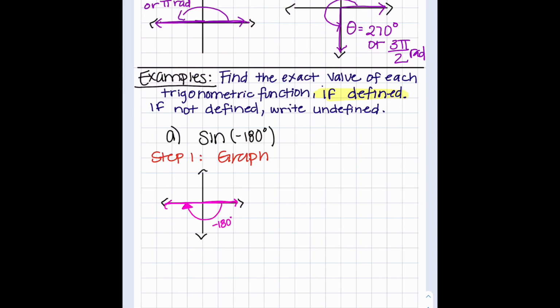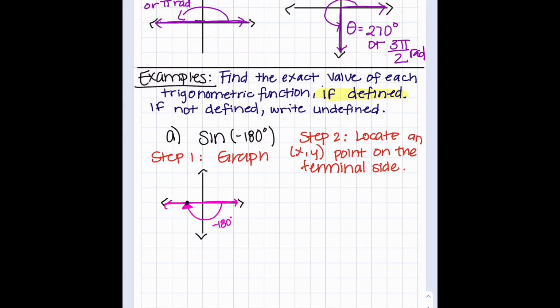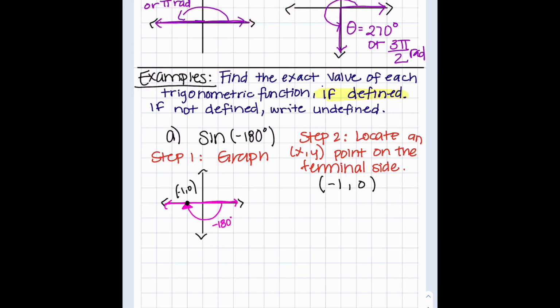That's your step 1. Step 2, locate an x, y point on the terminal side. Okay, this is very important, and I'll tell you this. Always use basically 0, a combination of 0 and 1, or 0 and negative 1. So this is my terminal side. Here's a point. The point here is negative 1 comma 0. So my step 2, negative 1 comma 0. That's the point I located. Stick with 1s and stick with 0s.